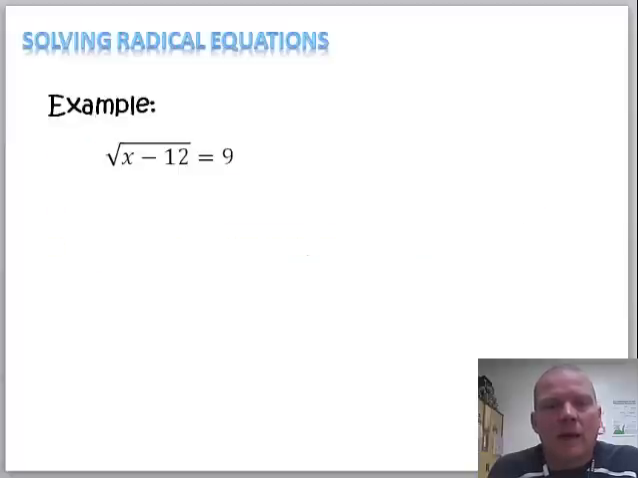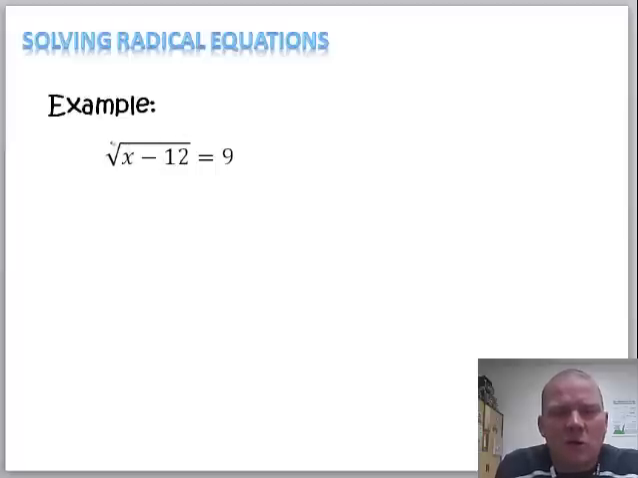All right, if you're ready, here we go. Here's the first example. This is on your paper. This is the square root of x minus 12, and that's going to equal 9. Now, the first step said for us to get the radical by itself. If you'll notice, the radical is by itself. This side is just the radical, so it's all by itself.